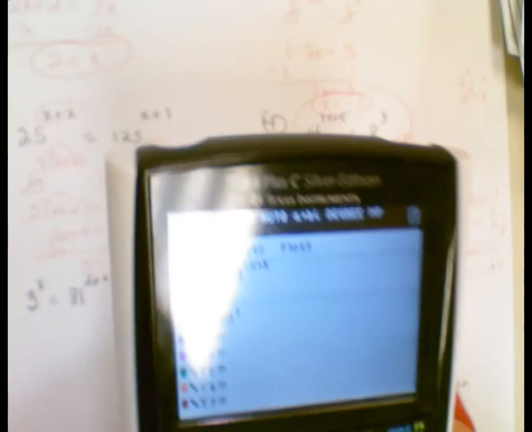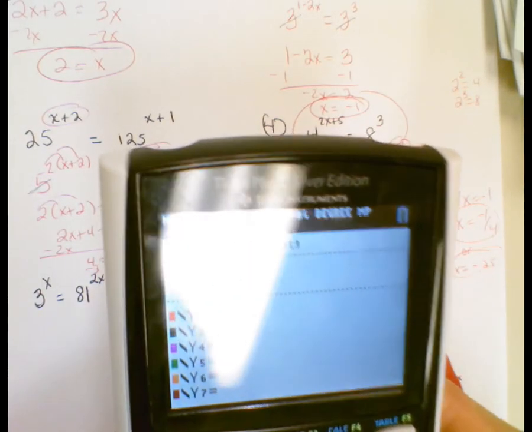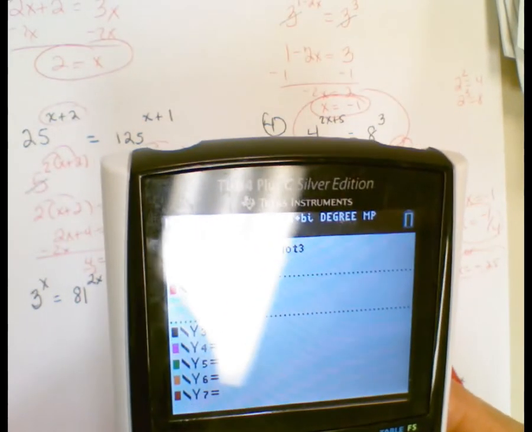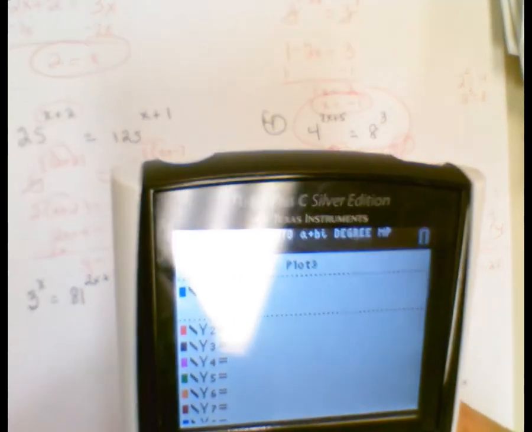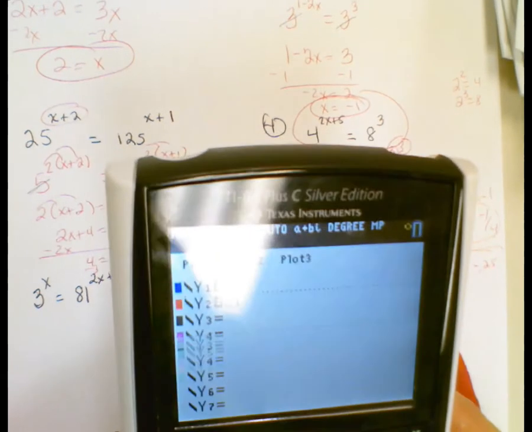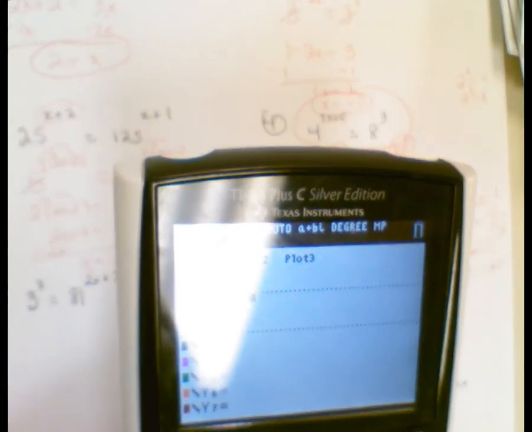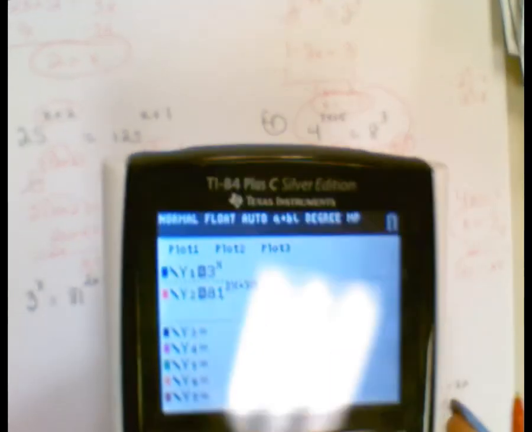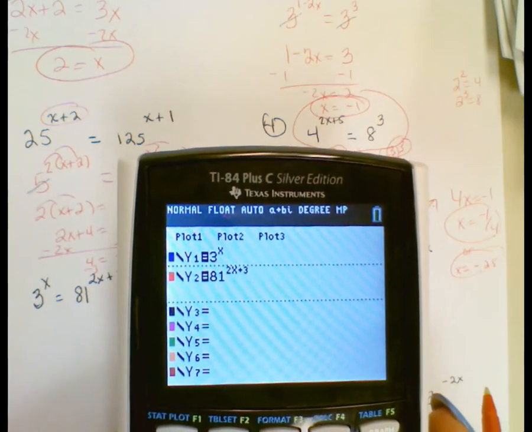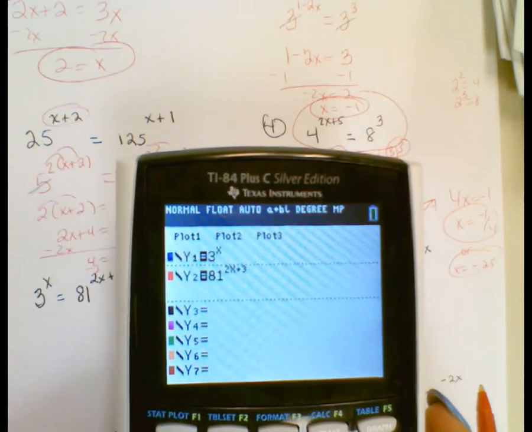Let's press 3 to the x. Oops, let me clear this out. So let's do it again. 3 to the x. And 81 is raised to the parentheses. No, we don't need parentheses. 2x plus 3. Some of you might need parentheses, but this calculator is the newer one and it just goes up there. Make sure the 2x plus 3 is in the exponent.